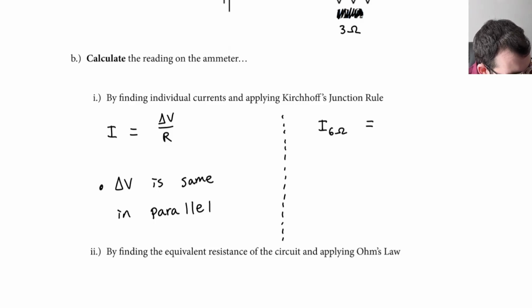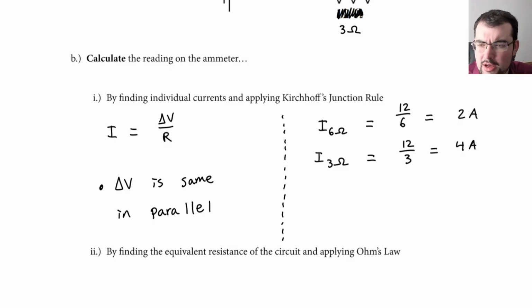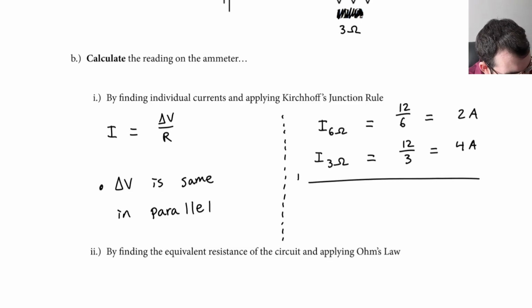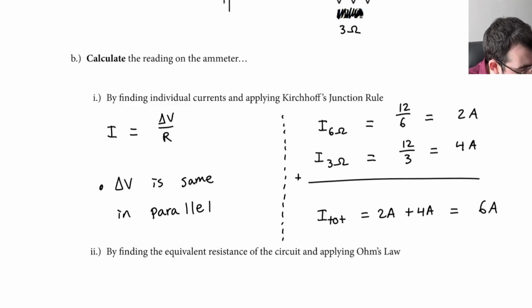So, I through the 6 ohm is equal to delta V of the battery, which is 12 volts, divided by 6 ohms, which is 2 amps. I through the 3 ohms is the 12 volts dropped across the resistor, divided by 3 ohms, which is 4 amps. So the reading on the ammeter is the total current. So I total is just going to be 2 amps plus 4 amps, which is equal to 6 amps. So this is telling us that 2 customers got served in the slow lane, 4 got served in the fast lane, so 6 customers got served in total.